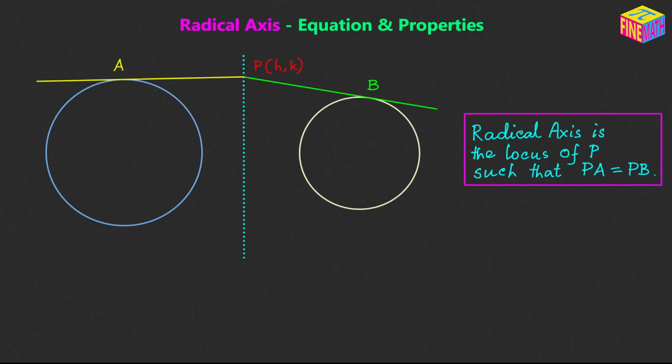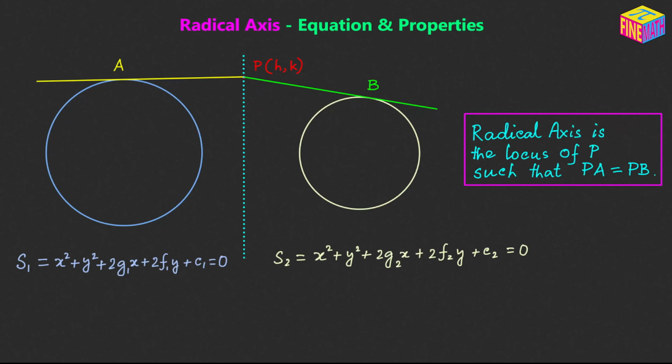Let's suppose the equation of the first circle is like this. And let's suppose the equation of the second circle is like this. Now what would be the length of PA? Well, it will be something like this. I have already done a separate video on how to calculate the length of a tangent. I have shared the link in the description. Feel free to watch that video. But this is the formula for the length of the tangent drawn from an exterior point onto a circle. So the length of PA will be like this, and similarly the length of PB will be something like this.